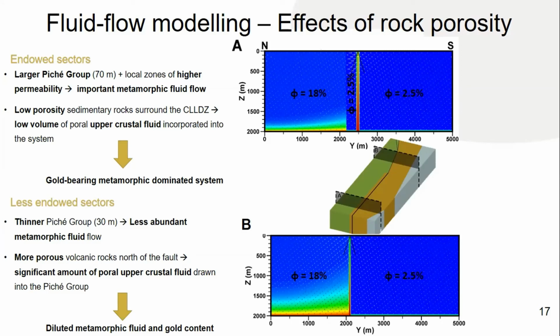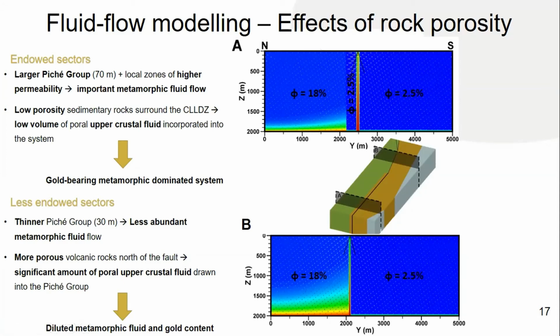So to investigate what was going on, we created two north-south cross-sections across the property. So one in the endowed sector in A and one in the less endowed sector in B. We can see in both scenarios that a proportion of pore fluid is drawn into the fault during hydrothermalism.